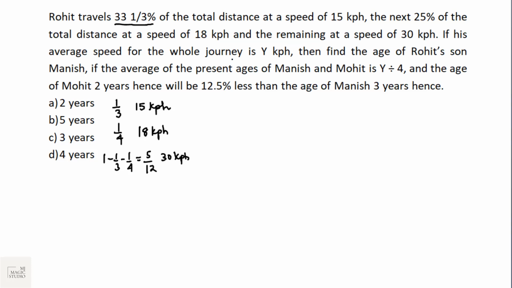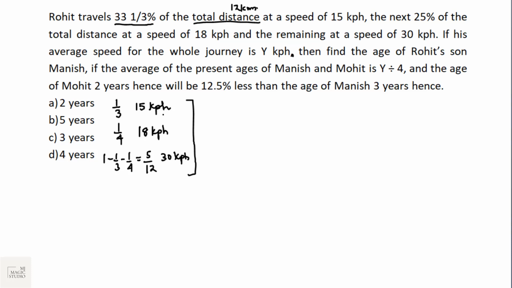If his average speed for the whole journey is y kph, I'll stop here. I'm not reading what is the next portion. I need the value of y first, because I can calculate this with the help of this data. You may follow rule 9. Go to the playlist rule book. In rule 9, we have talked about all these formulas in detail about how to find average speed with different types of data given. Here what I'm trying to do is, since these are in fractions and this is 12, let me take the total distance of the journey as 12 kilometers.